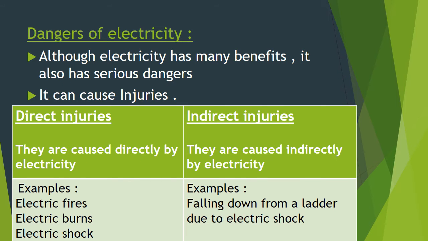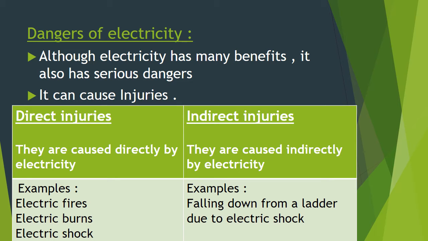After we've taken some benefits of electricity, let's talk about dangers of electricity. Although electricity has many benefits, it also has serious dangers. It can cause injuries. Injuries means harms, okay? It can harm human beings. How? These injuries have two types, either direct injuries or indirect injuries. Direct injuries means they are caused directly by electricity, and indirect injuries means they are caused indirectly by electricity.